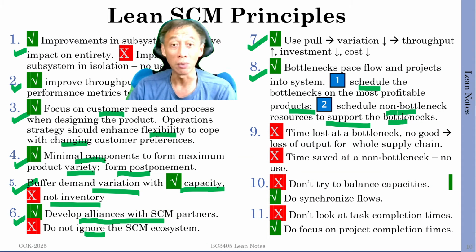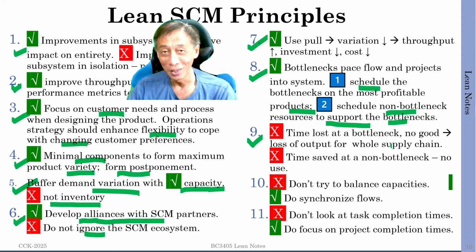So again, the theory of constraints said this a lot. Number 9, time lost at a bottleneck, no good, because it leads to loss of output for the whole supply chain. So already the bottleneck is slow, and you have time loss. How do you have time loss?